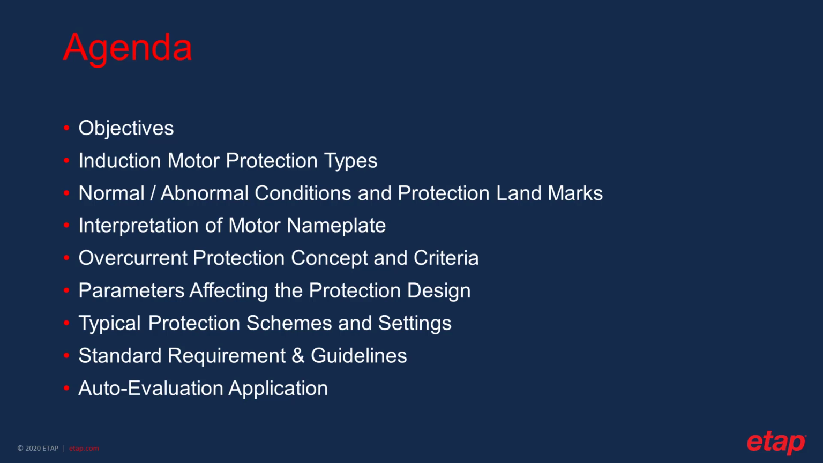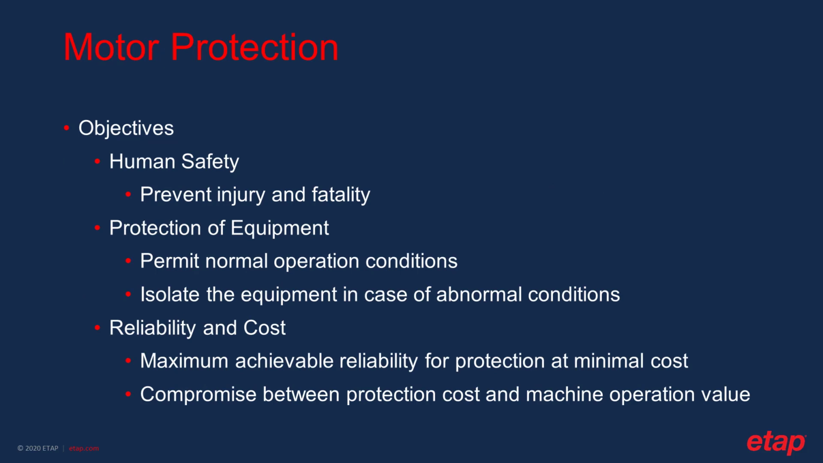Okay, let's start then. The objectives of motor protection are not different than other types of apparatus or equipment protection. The first objective, as usual, is human safety, to prevent injury and fatality to the personnel who are working on the equipment. The second objective is protection of the equipment itself, meaning permit normal operation of the equipment, in this case the motor, and make sure that your protective devices have no interference with the operating characteristic of your motor.